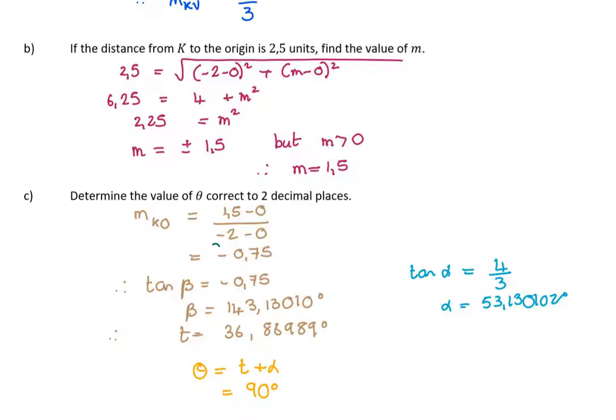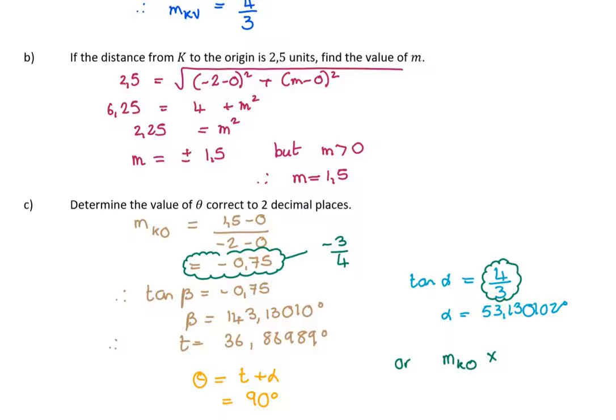Well, actually, if I had been not just so focused on an angle of inclination, I would have noticed that this is negative 3 over 4. And the other gradient is 4 over 3. So you could have then just said, well, the gradient of KO multiplied by the gradient of KV would equal negative 3 over 4 times 4 over 3, which equals negative 1. And then you could have gone straight to the 90.